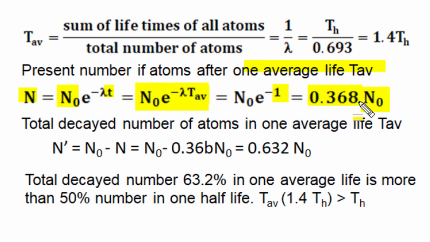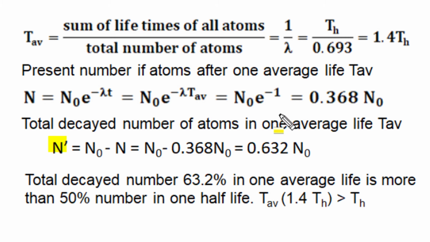One can remember this 0.368 figure as 3 2s are 6, and 6 and 2 is 8. So the present number will become 37% of the initial number after an average lifetime. The total decayed number after one average lifetime can be obtained as the initial number minus the present number, and the present number is 36.8% of the initial number. So the difference becomes 63.2% of the initial number. Again, remember this figure 0.632 as 2 3s are 6. So after one average lifetime, the total present amount is 37% and the total decayed amount is 63%.